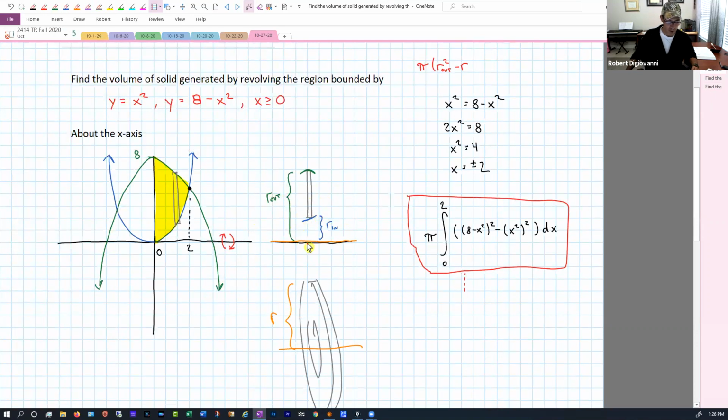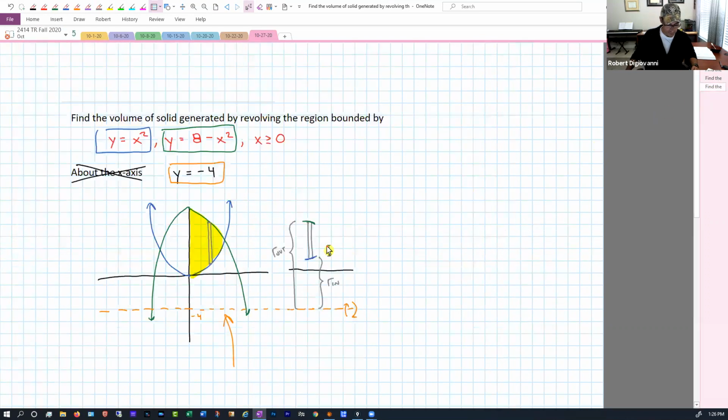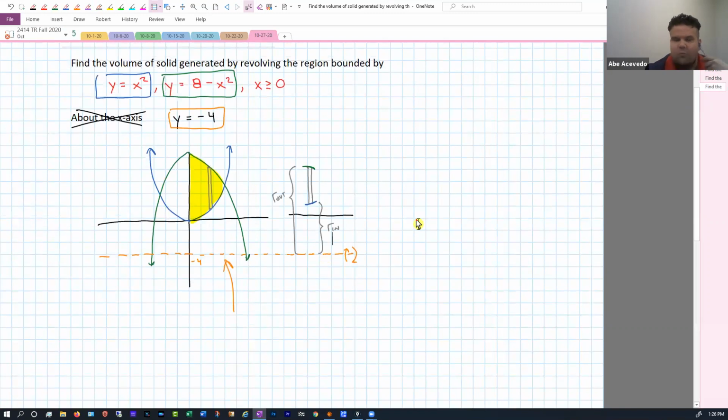Here our axis of rotation was the x-axis, so R out was just here, R in was just here, but now... Professor, would you say that that would be a much bigger washer than the one that actually rotates on the axis? Absolutely. Each washer has a bigger radius, so each washer is bigger, so the volume is going to be bigger. Okay. But in terms of how we calculate, it seems to be the same, right? Yeah, I mean, we're going to be using the same formula the whole time. But we need to now think about what the outer radius is going to be. All right, this is the important part.